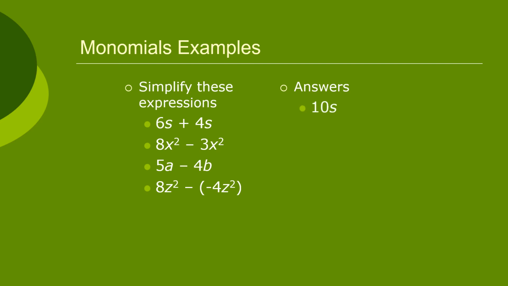8x squared minus 3x squared are like terms. Don't touch the powers. We're left with 8 minus 3, which is 5, and then the x squared. The third example are unlike terms. We cannot touch those. We leave it as 5a minus 4b. The final example, we have a double negative, so we need to make that positive, and our final answer is 12z squared.